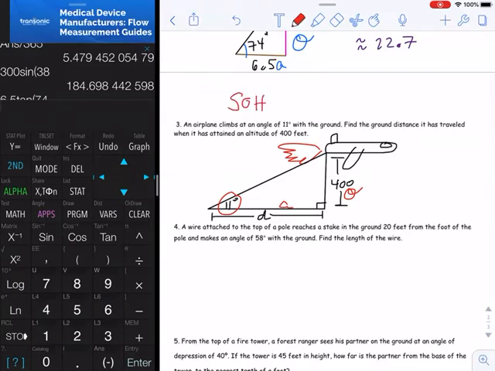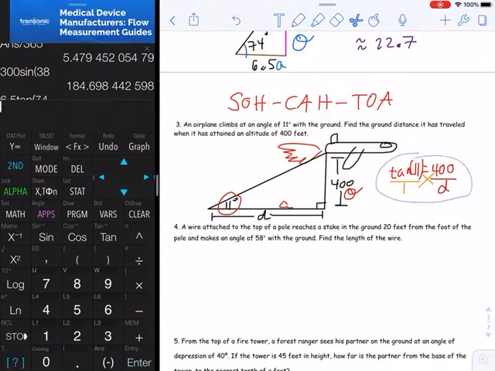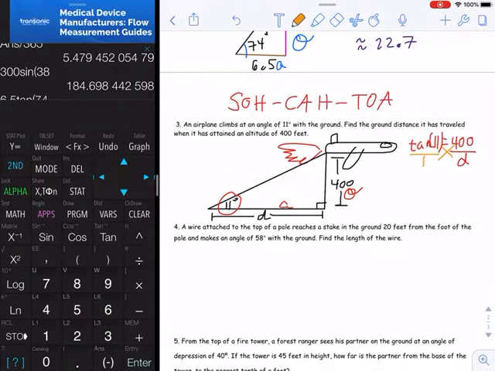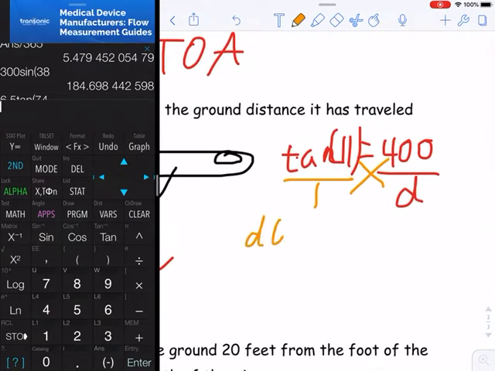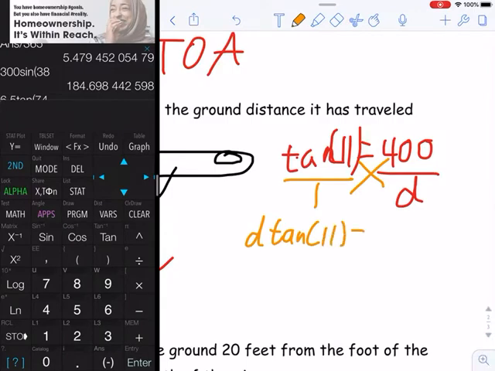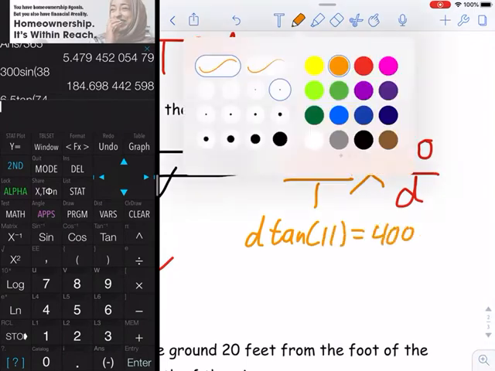Alright, so tan 11 equals opposite over adjacent, which we call D. Now it's okay for the variable to be in the denominator. Sometimes students don't like that. It just requires a little extra work. Let me reorganize my work. D times tan 11 equals 400.